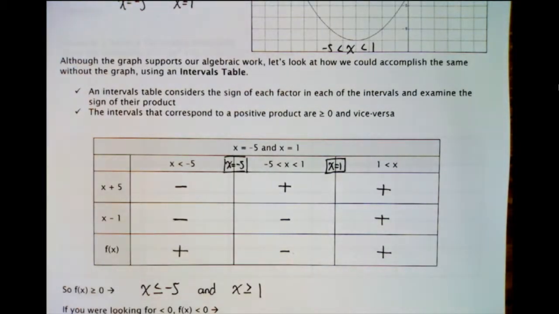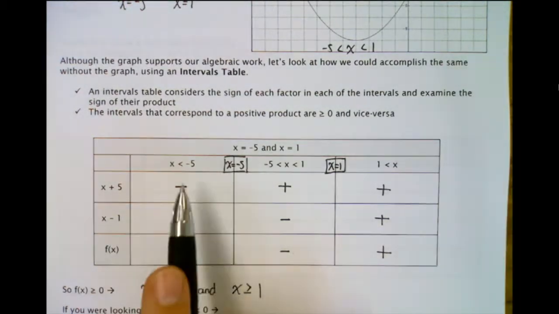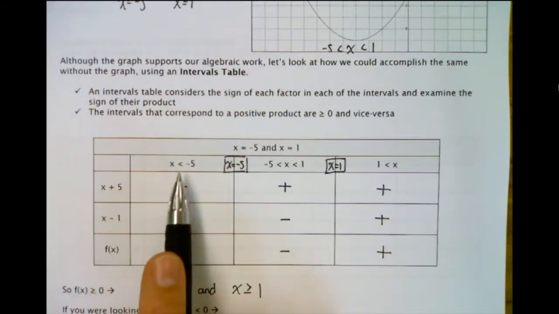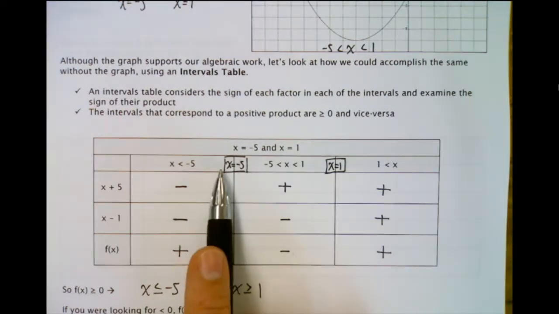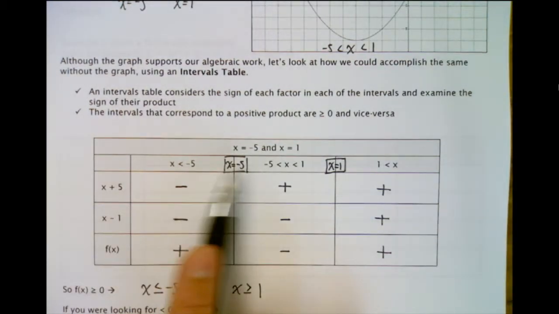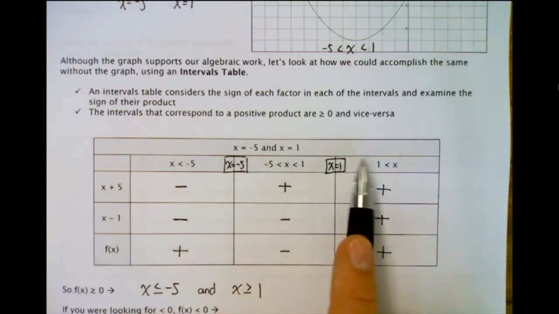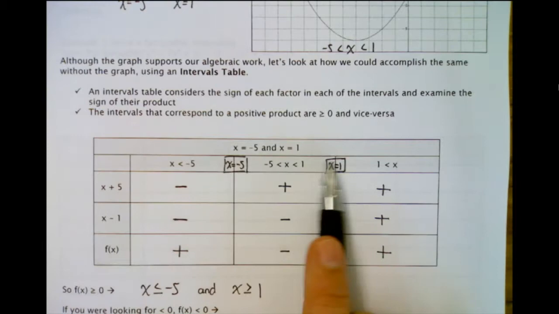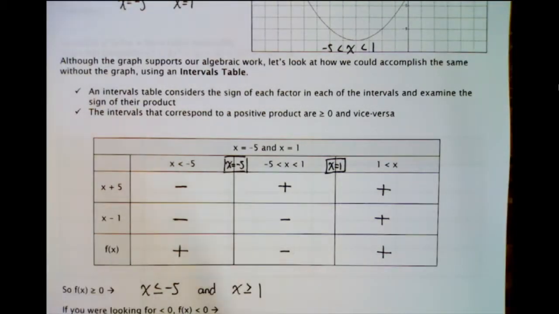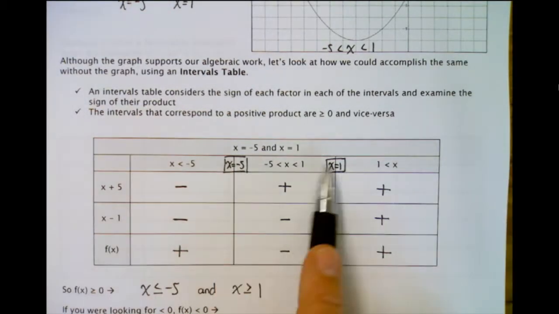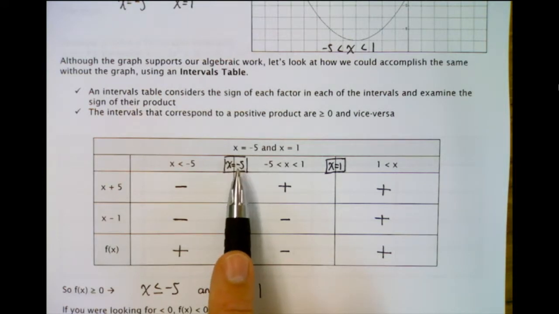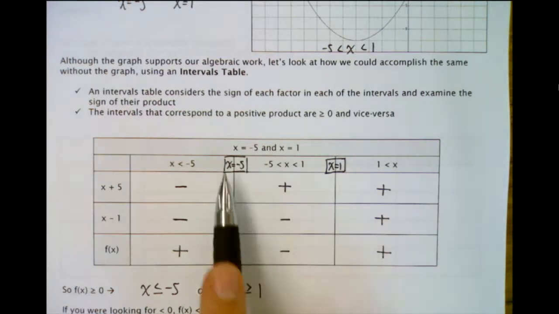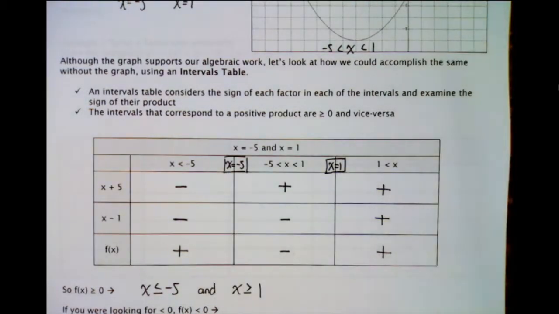So to summarize quickly, interval table. Across the top, start by writing your x-intercepts and then creating the intervals around the x-intercepts. So to the left of your first x-intercept, between your two x-intercepts, and to the right of your last x-intercept. Order of your x-intercepts in your interval table matters. You actually have to consider where on the number line these numbers are. So the furthest left should be the biggest negative number. The furthest right should be the biggest positive number. If you don't put them in the correct order, your intervals won't make any sense.